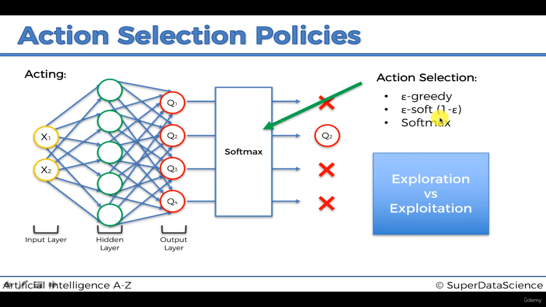Epsilon soft is the opposite. Basically, you're selecting the best action 1 minus epsilon % of the time. So if your epsilon is 0.1, or 10%, then only 10% of the time you're taking this action, and 90% of the time you're selecting a random action. So very, very simple, just inverted algorithms. And softmax is kind of the next step, or a more advanced version, I would say, of the epsilon greedy algorithm.